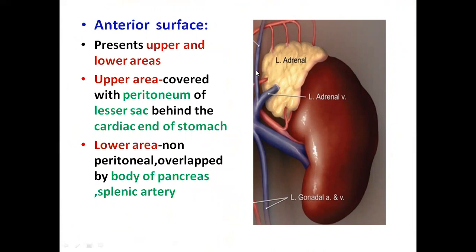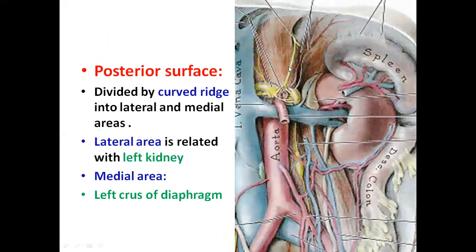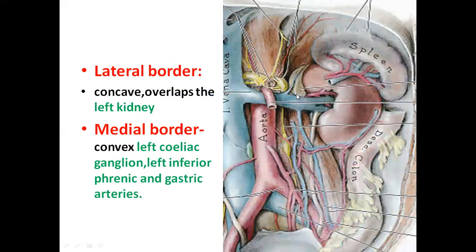Upper area is covered with peritoneum and the lesser sac, behind the cardiac end of the stomach. Lower area is non-peritoneal, overlapped by the body of pancreas and splenic artery. Now coming to the posterior surface, it is divided by a curved ridge into lateral and medial areas. Lateral area is related to left kidney. Medial area is related to left crus of diaphragm.